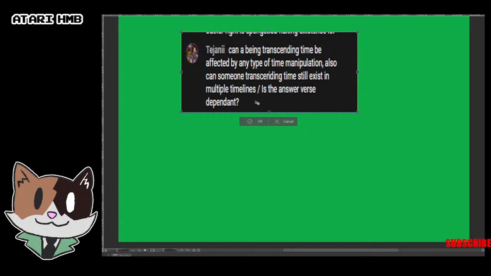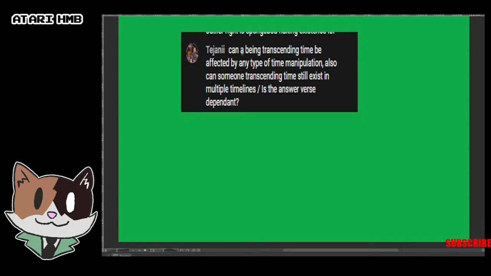Can a being transcending time be affected by any type of time manipulation? According to Tenjani. I like this question. Very good idea. Good question. Tenjani asks, can a being transcending time be affected by any type of time manipulation? Also, can someone transcending time still exist in multiple timelines? Is the answer verse dependent?